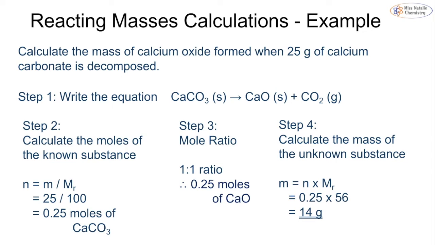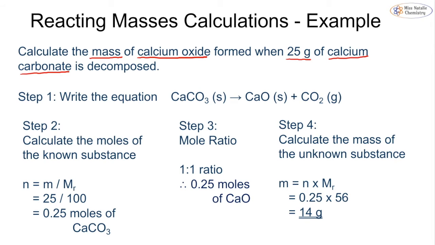So here we want to calculate the mass of calcium oxide that is formed when 25 grams of calcium carbonate is decomposed. Now notice as I went through the question there, I was underlining the key information that you're given here. That's the best way to tackle a question like this. There's going to be a lot of information in the question that you don't need. You want to just pick out the key values and compounds that you need.